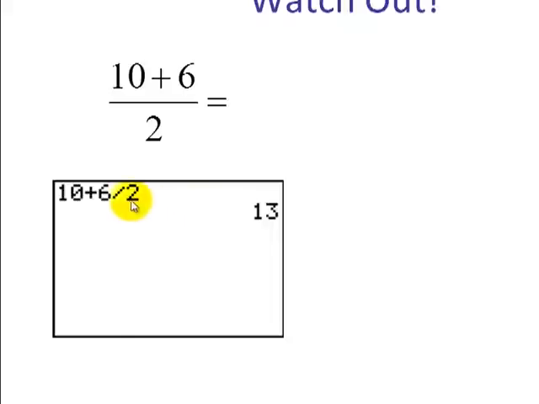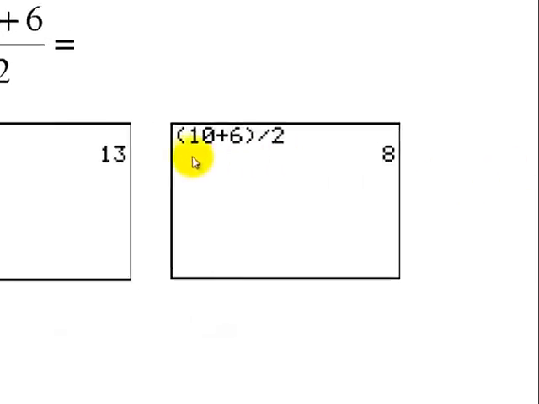Why is that? It is because the calculator is going to take the 6 and divide it by the 2 first, and then it's going to add that number to 10. So whenever we have a division bar here, we need to include parentheses. So if we take parentheses 10 plus 6, close parentheses, and divide that by 2, we get the correct result, 8.